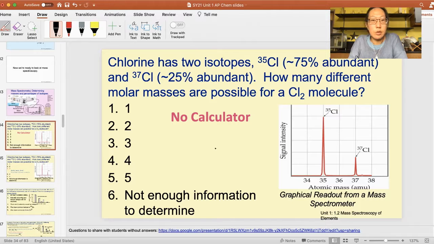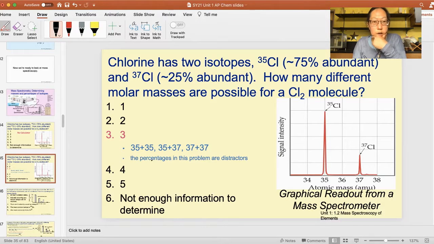This is a little harder to think about. So think about how many different Cl2 molecules we can have if we have two different isotopes of Cl. All right, so the answer is 3. Okay, so if we're looking at the chlorine atom, we have a 35 chlorine. The combinations that we can put together would be these 3 combinations. Just imagine that they're different isotope atoms. So that's why 3 is the correct answer.